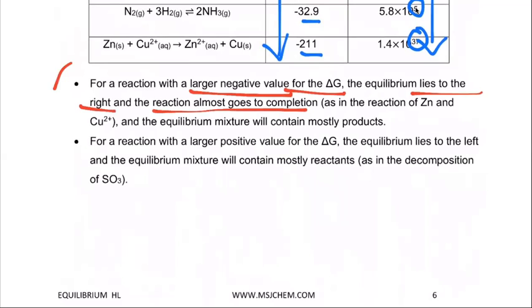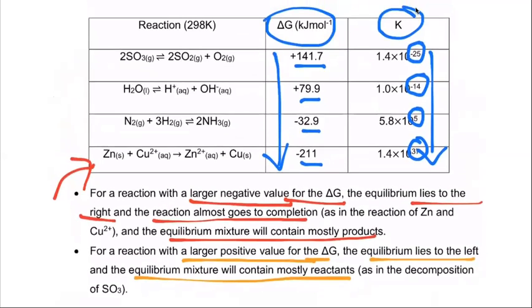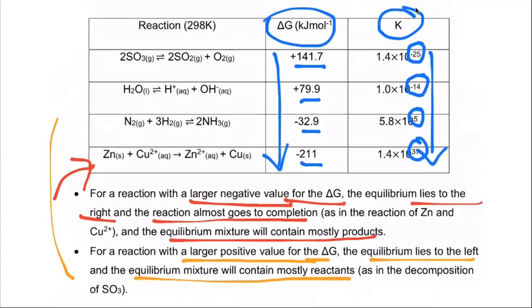As in this last reaction with zinc and the copper ions, okay? The equilibrium mixture will contain mostly products, okay? For the other one, it's the opposite. If you have a larger positive value for delta G, equilibrium lies to the left. The equilibrium mixture will contain mostly reactants. It says, as in the decomposition of SO3, which is this very first one. It's got the highest positive value, and so it would have mostly reactants because it's not spontaneous, okay? The other one, this one would have mostly products because it is spontaneous, because it's got this negative value.